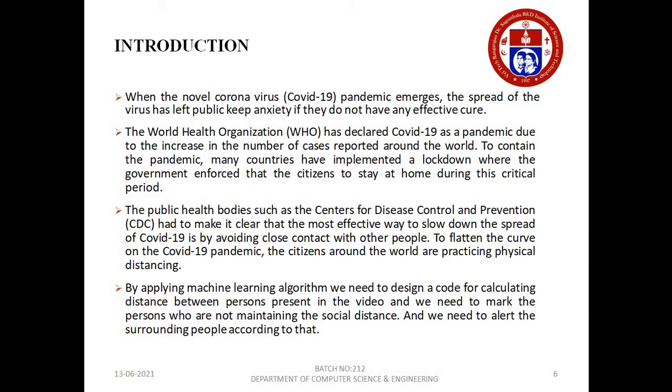The public health bodies such as the Centers for Disease Control and Prevention made it clear that the most effective way to slow down the spread of COVID-19 is by avoiding close contact with other people, to flatten the curve of the COVID-19 pandemic. Citizens around the world are practicing physical distance. By applying a machine learning algorithm, we need to design a code for calculating the distance between persons present in the video, and we need to mark the persons who are not maintaining the social distance, and alert the surrounding people accordingly.